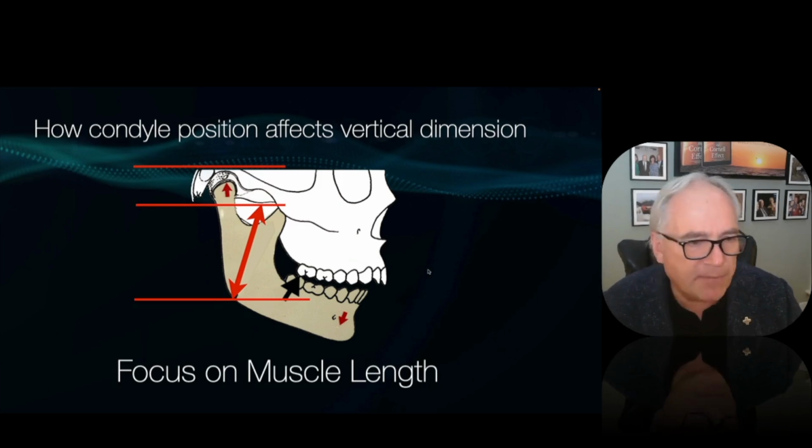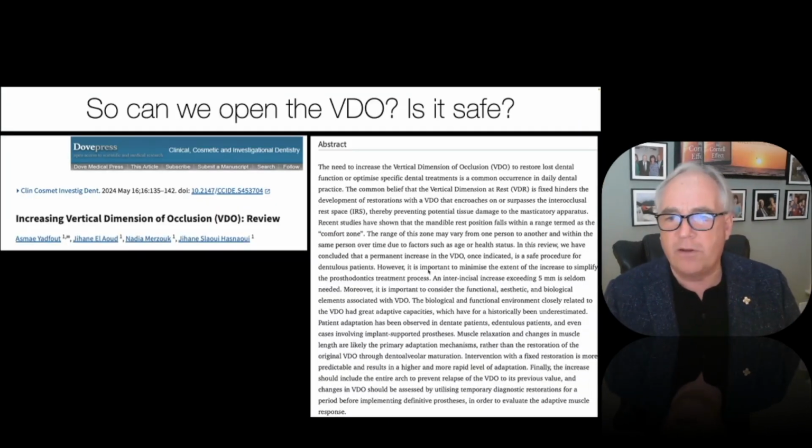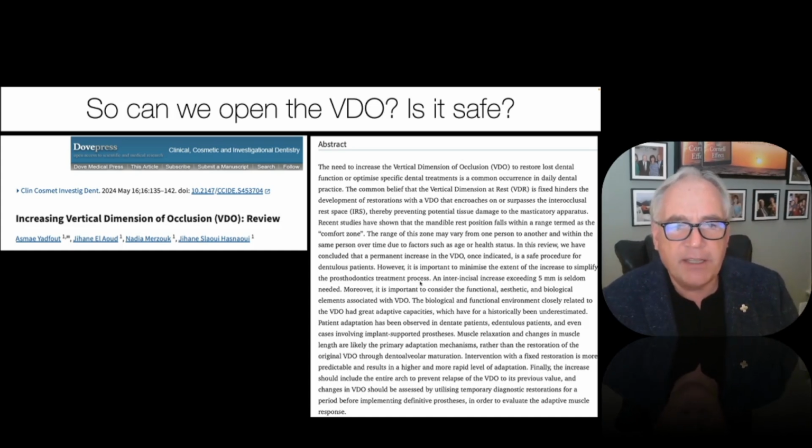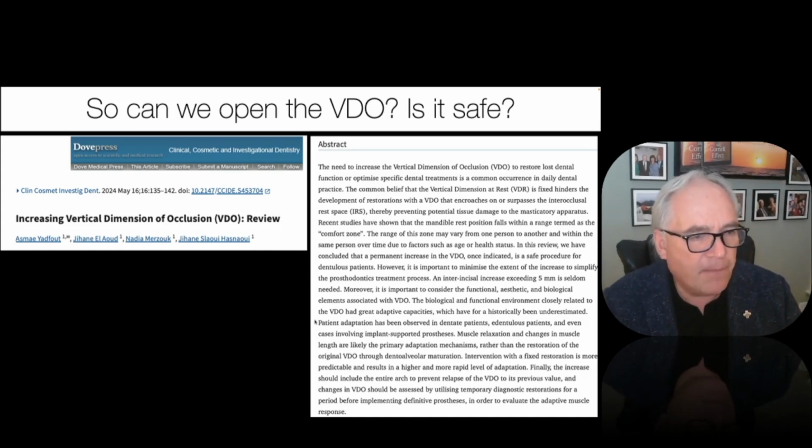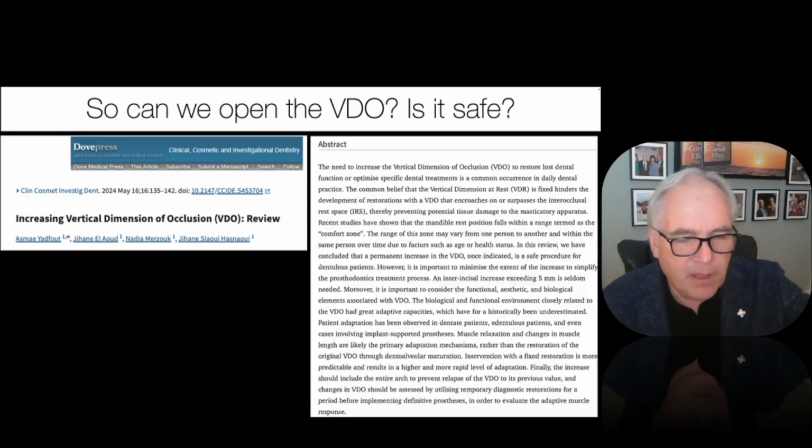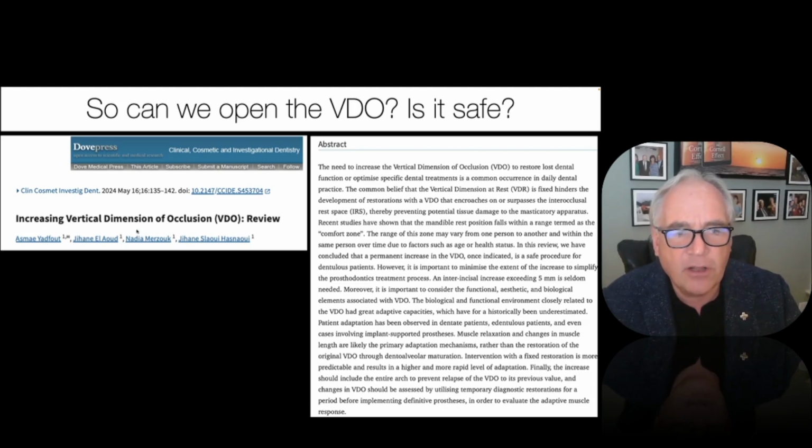So the question then becomes, is it safe to open vertical? And I've already told you it is, but this is the classic work from, actually this is the more recent work, 2000, let me back up one. The more recent work in the Clinical Cosmetic and Investigative Dentistry journal basically says they believe it's not so much the change in the alveolar process, the adapting of the bone, like Dr. Dawson and the Pankey Institute and others have talked about, but that it's actually adaptation of the muscle. That's what they think.